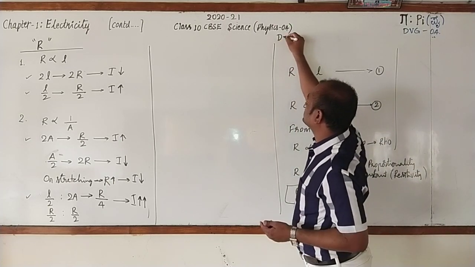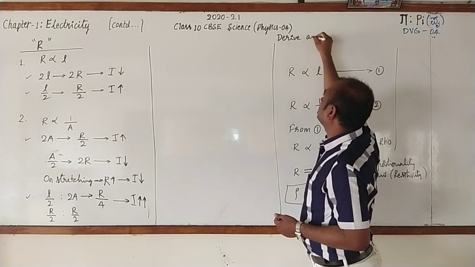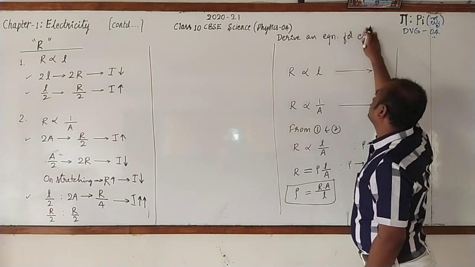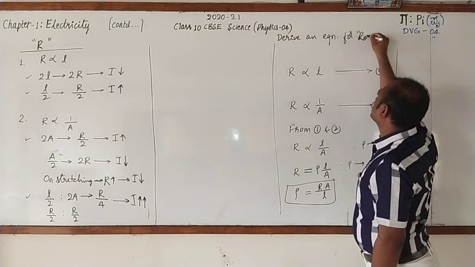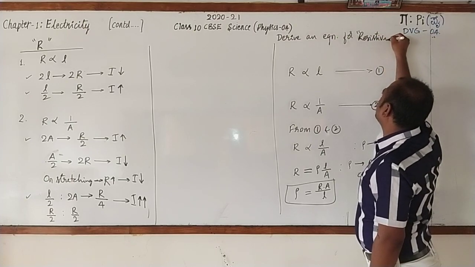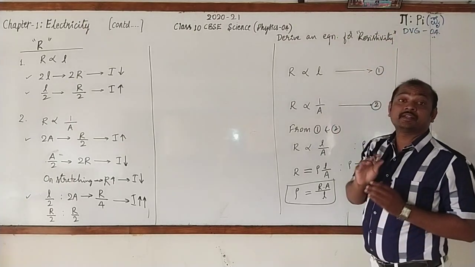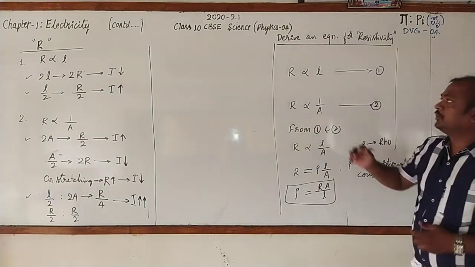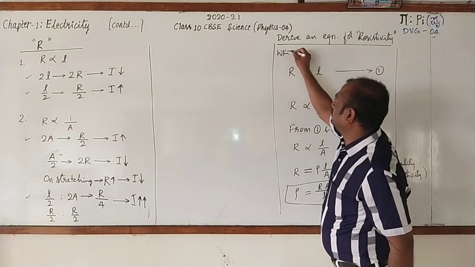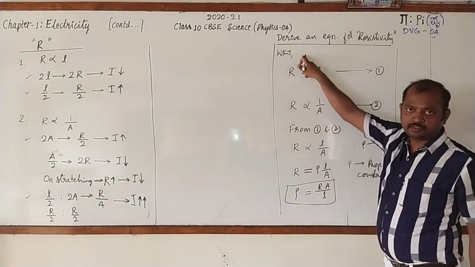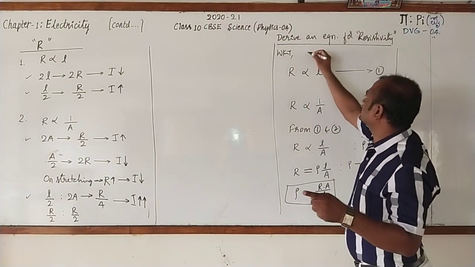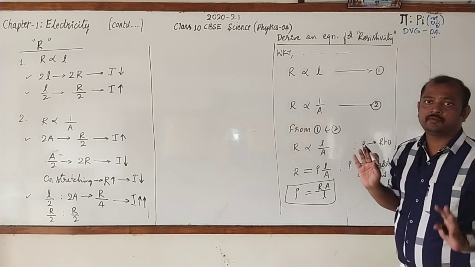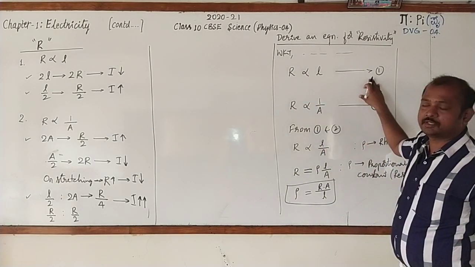I will write it as it is. Derive an equation for electric resistivity or simply just resistivity, also called specific resistance. So then what are the things you have to write? First statement in this way. We know that electric resistance is directly proportional to length of the conductor. Then you will write the symbolic statement.